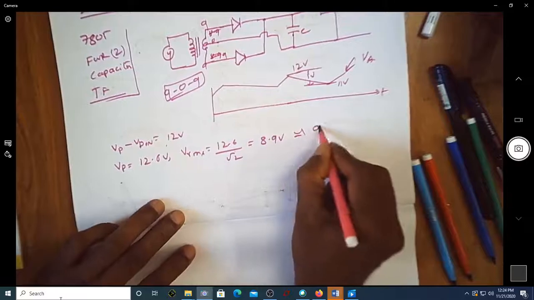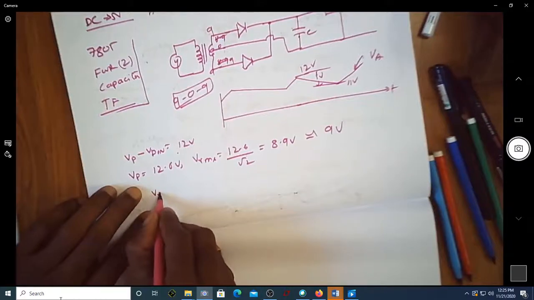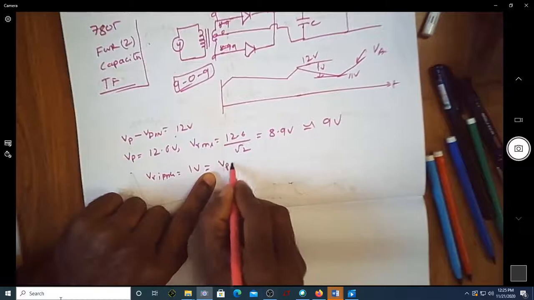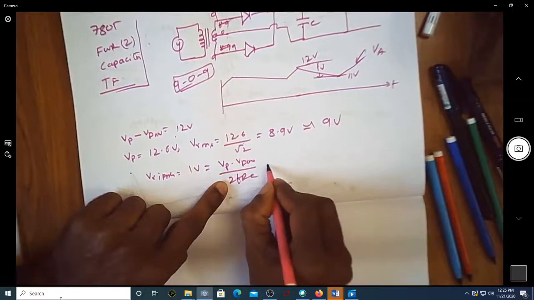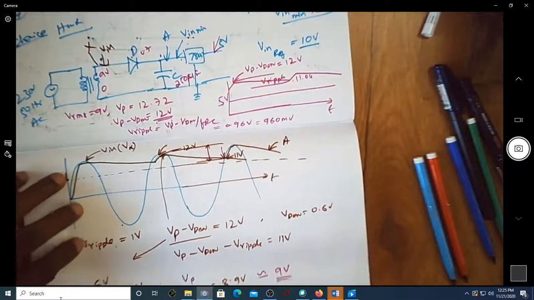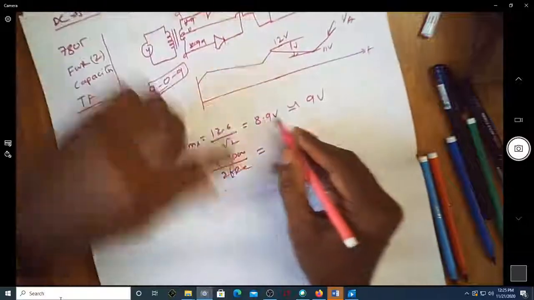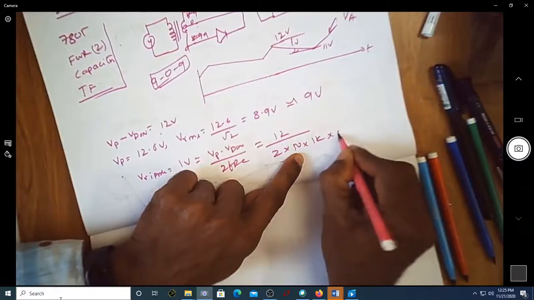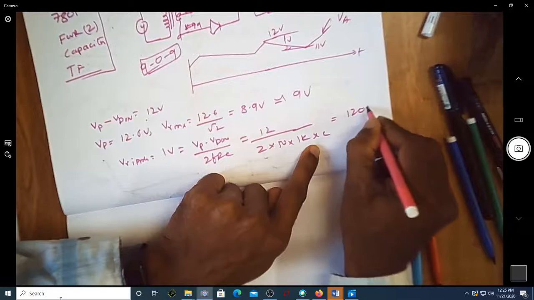So you can approximate it to 9 volt, and let us try to see what is the value of capacitance required. So V ripple is equal to 1 volt is equal to (Vp minus Vd on) by 2FRC. Then, because Vp minus Vd on is exactly 12, everything remains the same, but in the denominator you have 2 also. So it is now 12 divided by 2 into 50 into 1k into C. If you find the value of C, it comes out to be 120 microfarad.